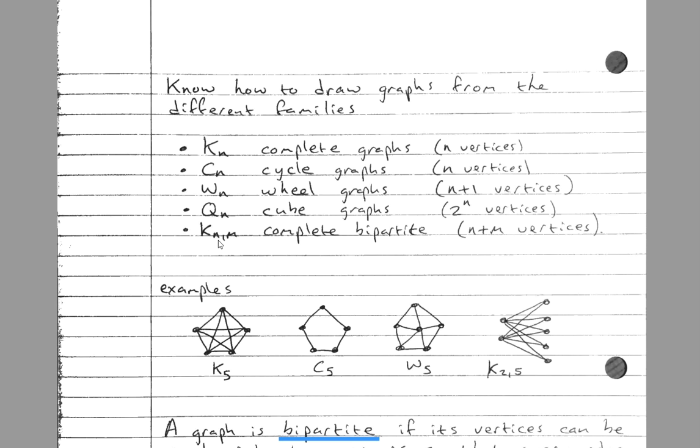And K subscript n comma m. And so if we see 2 numbers down here, that's a complete bipartite graph. It's going to have n plus m vertices, and then all possible edges between the n vertices and the m vertices.